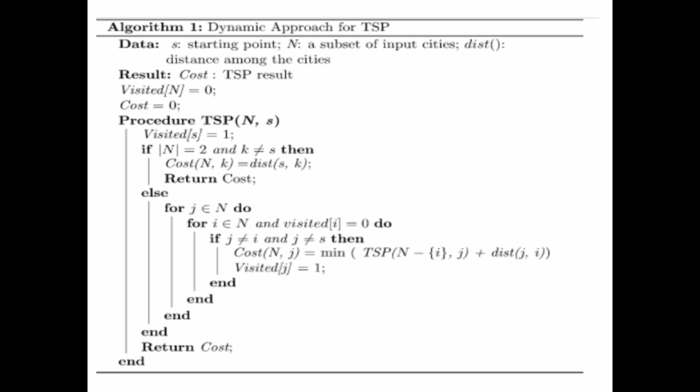That is, if j not equal to i and j not equal to s, then this is the actual traveling salesman algorithm which you are implementing using dynamic programming. That is cost of n, j. If the distance from the city u to v is taken as i to j, then the minimum of traveling salesperson n minus i to j plus distance of j comma i. This is the most important part of the dynamic programming algorithm.